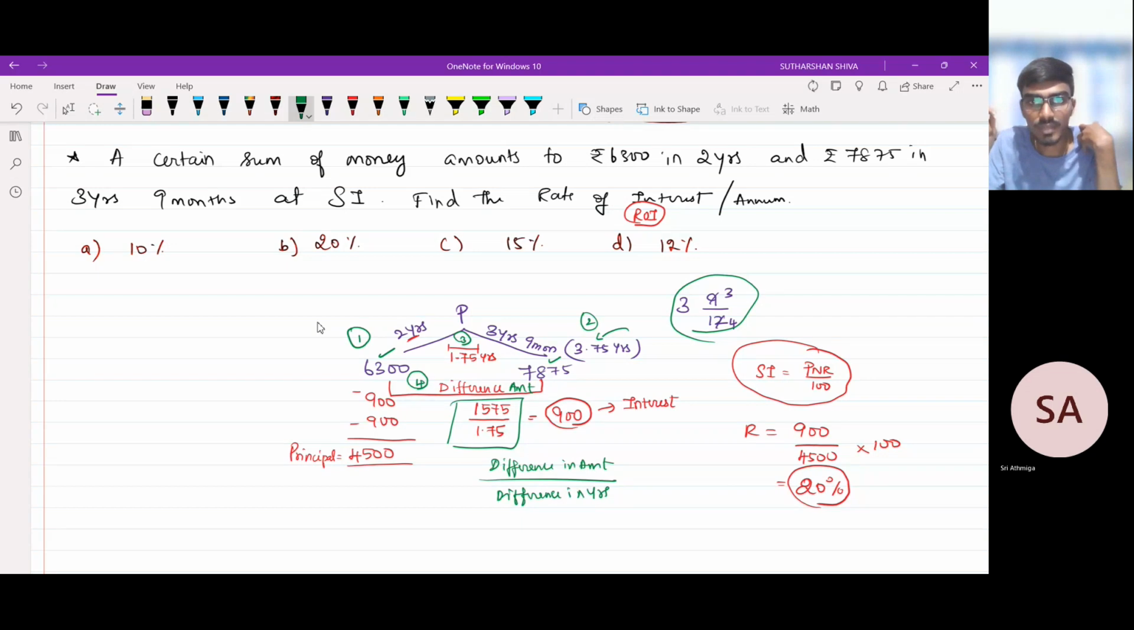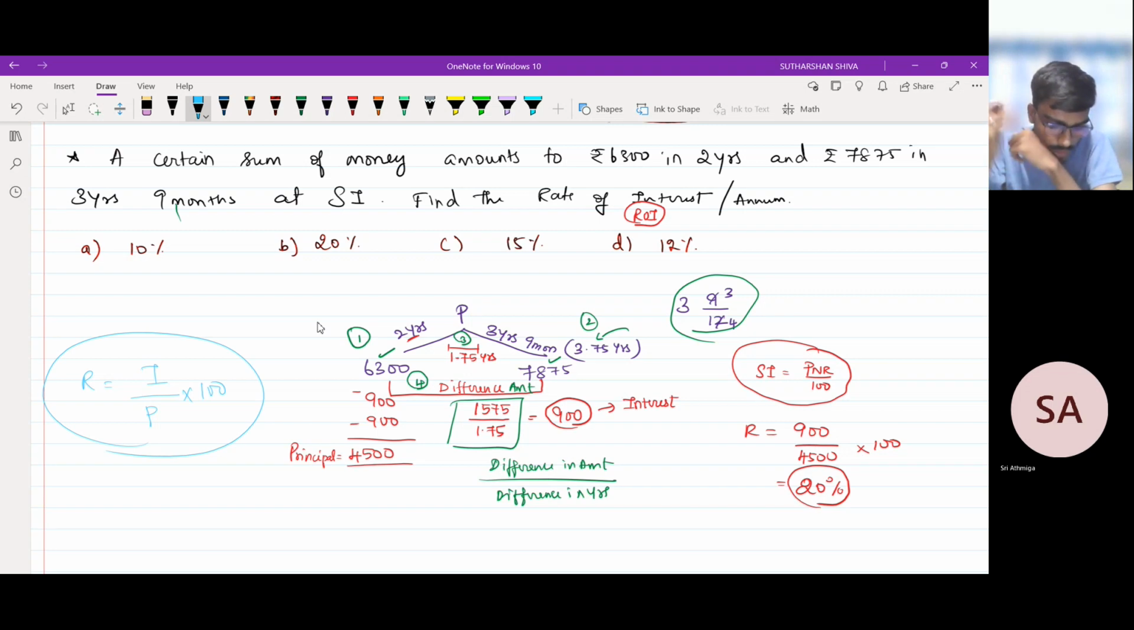They are asking the rate of interest. If I want to know the rate of interest, first I need the principal. How am I going to find the principal? I deduct 2 times 900 from the 6300 value, then I will get 4500. 4500 is my principal. 900 is for 1 year. So what is another formula I am deriving? R is equal to interest divided by principal into 100. This is also one formula. You can make it on your own for remembering purposes.